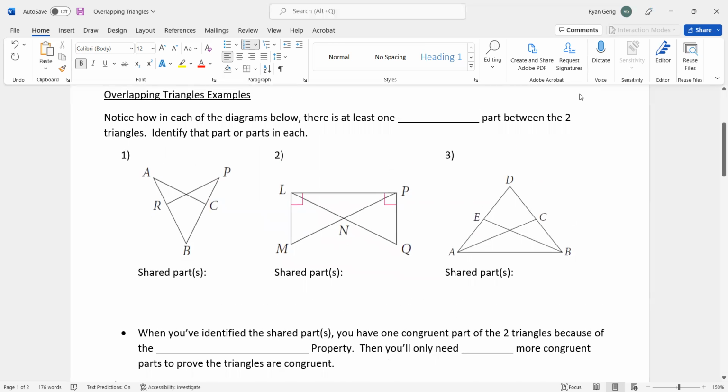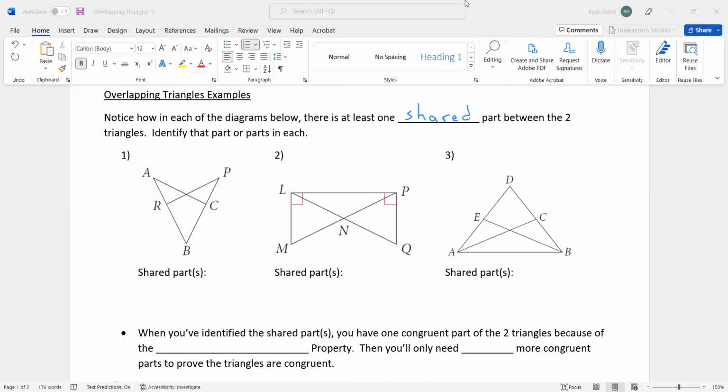All right, so overlapping triangles examples. Notice how in each of the diagrams below, there is at least one shared part between the two triangles. Identify that part or parts in each. So you're looking at number one. There is a part, an angle or a side that is shared in both.